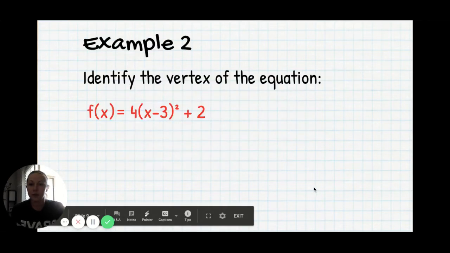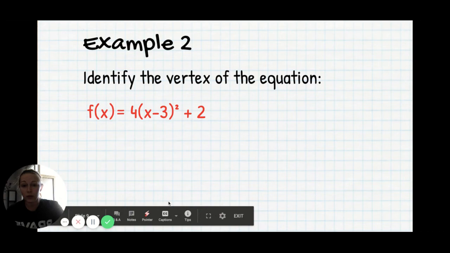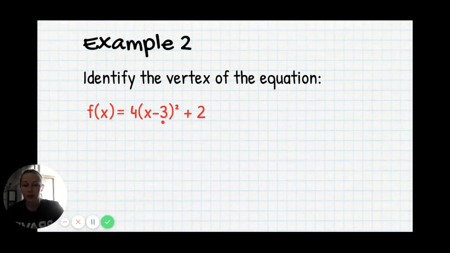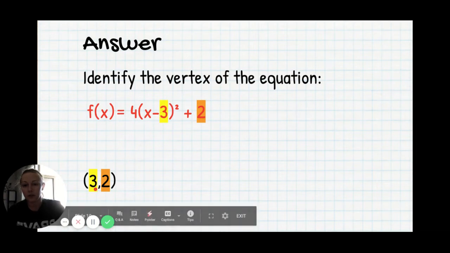My next example, I need to identify the vertex of this equation. Now, remember, this is in vertex form, so it makes it really easy here. I have x minus 3. This is going to be the x part of my vertex, and then I have plus 2. This is the y part of my vertex. So I'm going to put it all together. Here's the x part. That's going to be 3. And then my y part is 2.